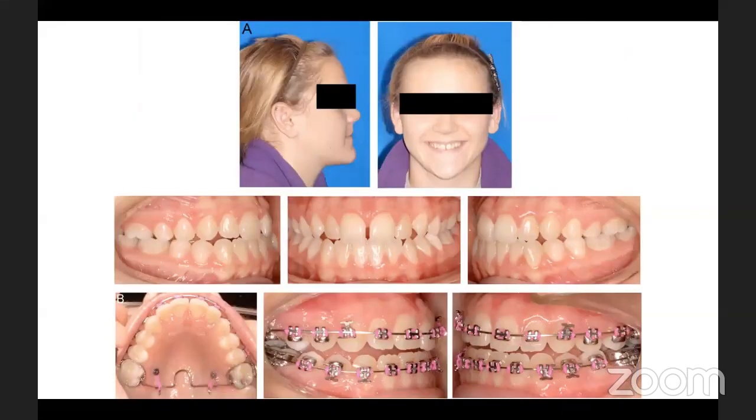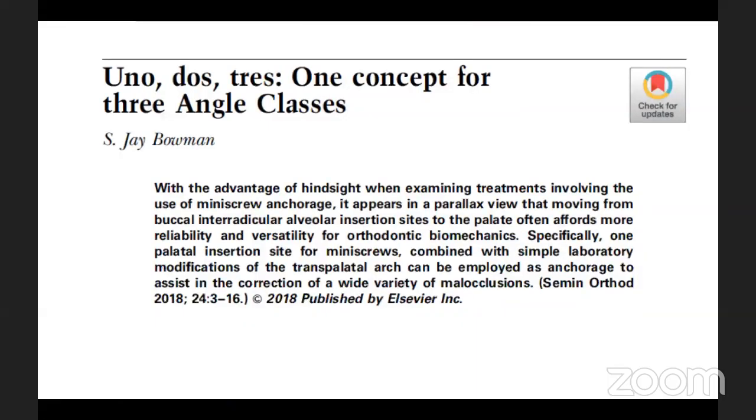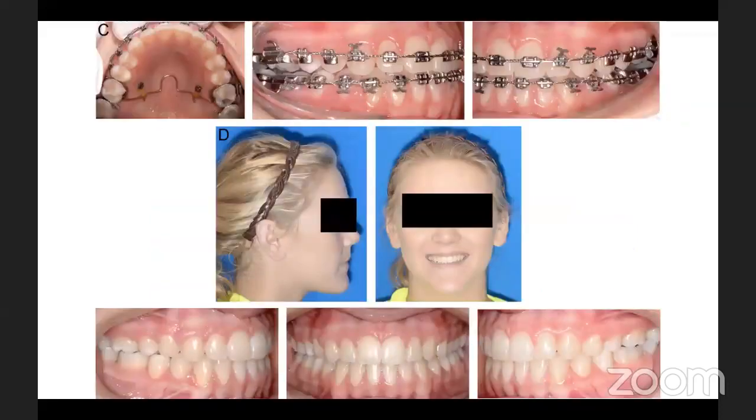As you can see in this case, the same thing has been done, and you see the end result, a perfect class 1 occlusion, and the roots of the upper incisors are also well within the bone. As you can see, no root prominence, and the profile, of course, you can't change too much when it comes to a class 3, but still there is a lot of improvement in the profile, with such a simple method to be used.